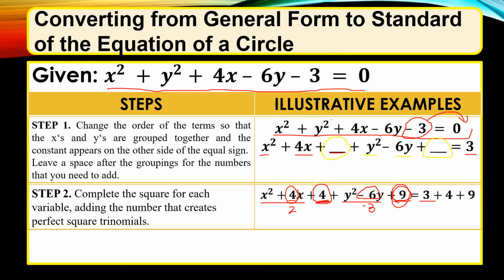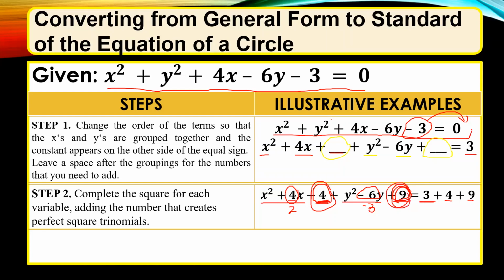This is the process in completing the square. Next, we have negative 6 divided by 2, that is negative 3. Negative 3 times negative 3, that is positive 9. So we have this one, which became positive 9. Equals 3 plus 4 plus 9. Why? We add here plus 4, or positive 4, and here we add also plus positive 9.